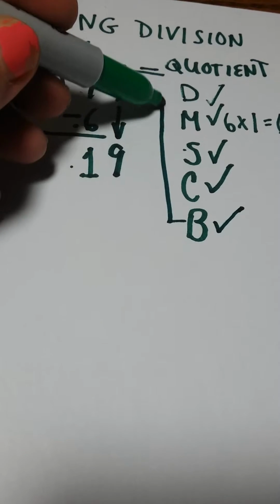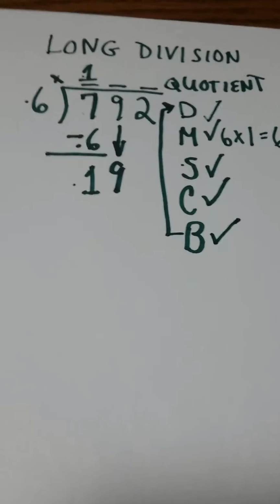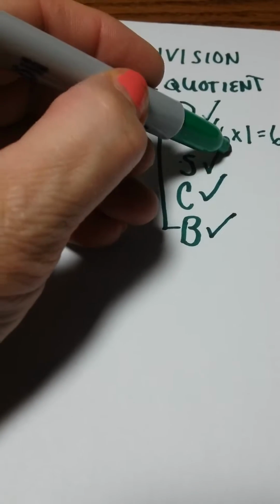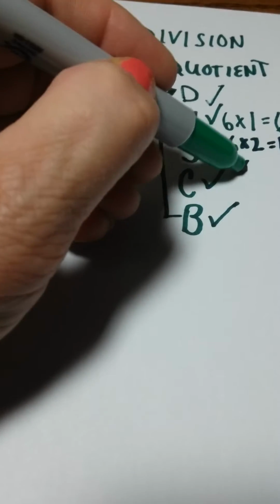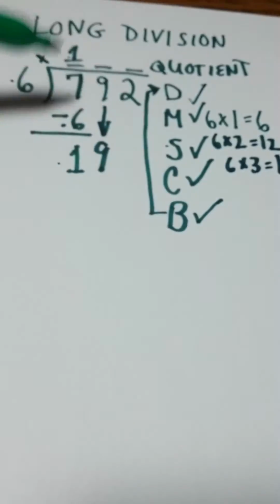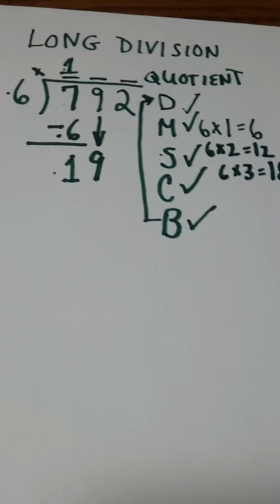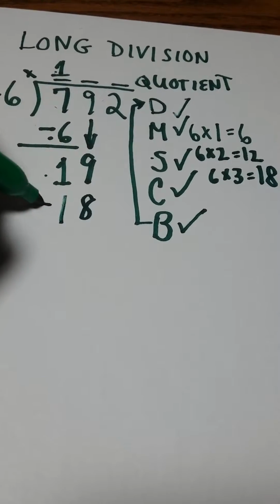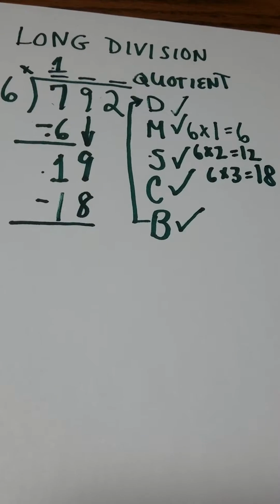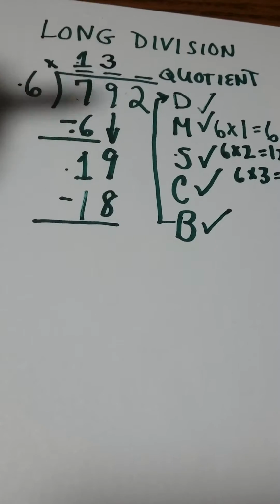Now that I brought down, I can go back up and start again and ask myself a new question. Can 6 go into 19? How many times? Well, oftentimes there are instances where you have to go through multiple multiplication numbers to get the answer. 12 would be too small. But 6 times 3 equals 18 sounds about right, because 18 is as close as I can get to 19 without going over. And then I say 6 times 3, the 3 goes on the top.